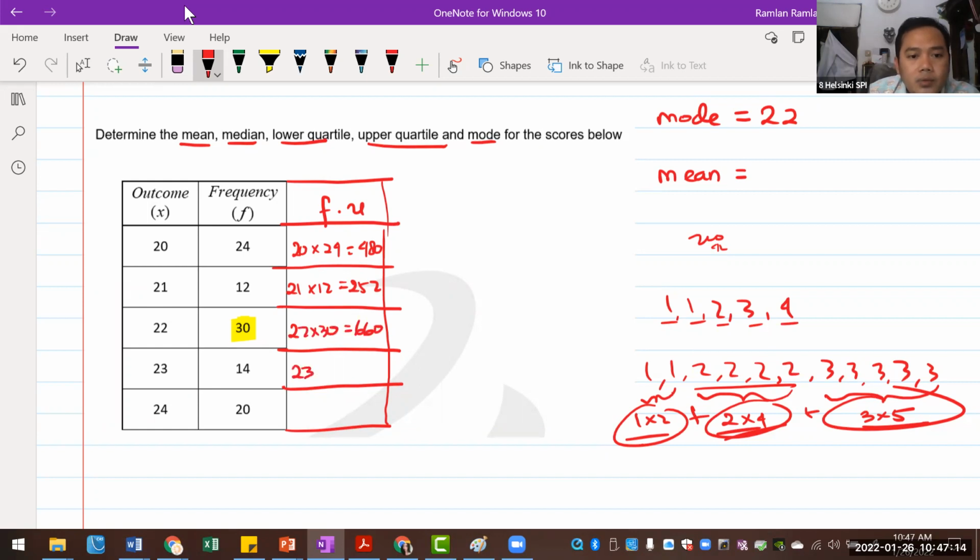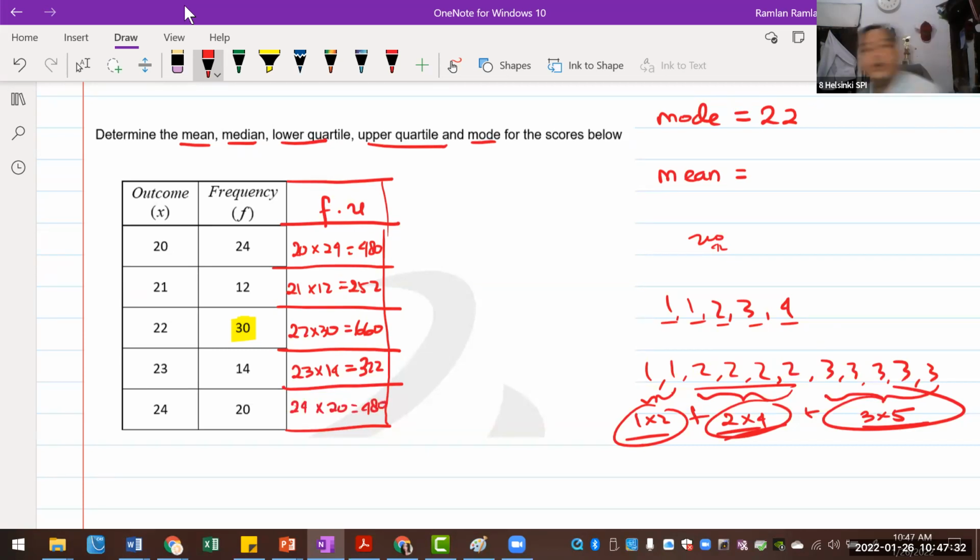And the next one is 23 times 14. 23 times 14 equals 322. And the last one is 24 times 20. That will be 480.